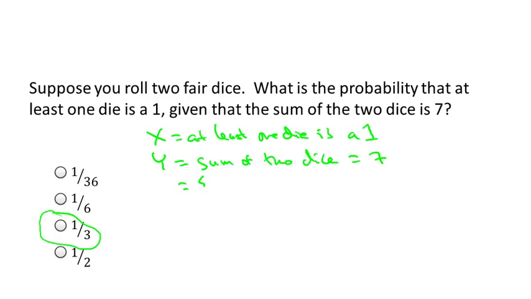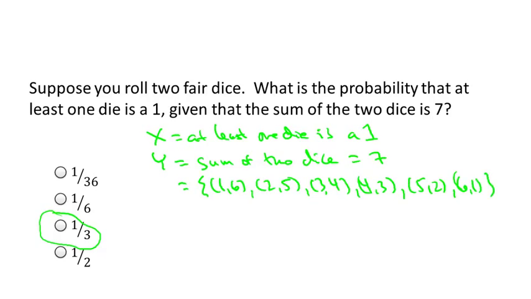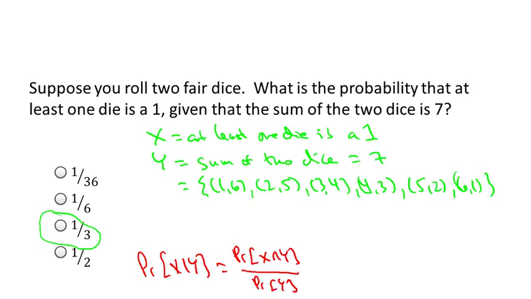Namely, the ordered pairs (1,6), (2,5), (3,4), (4,3), (5,2), and (6,1). Now remember that the probability of X given Y is, by definition, the probability of X intersect Y divided by the probability of Y. What you notice from this formula is we actually don't care about the probability of X per se, or even about the event X per se, just about X intersect Y. So now we know what Y is, it's these 6 outcomes. Which of those also belong to X?